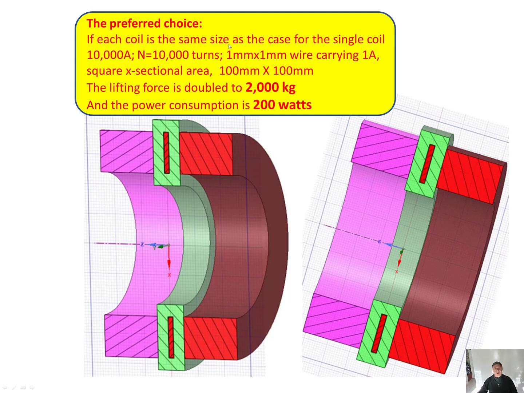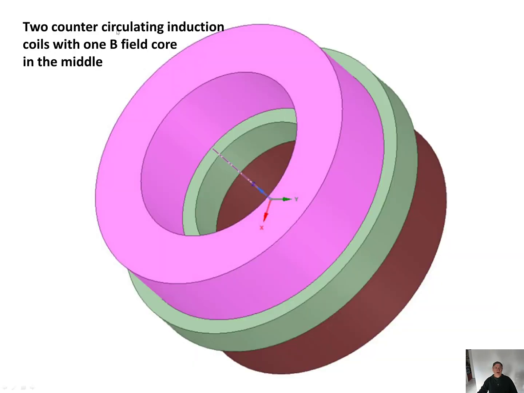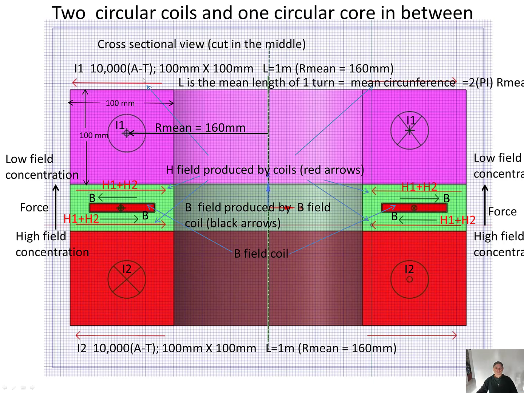If each coil is the same size as the case for a single coil, 10,000 ampere turns equals 10,000 turns of 1 millimeter by 1 millimeter wire carrying 1 amp, the square cross-sectional area is 100 millimeters by 100 millimeters. The lifting force is double to 2,000 kilograms and the power consumption is 200 watts. Two counter-circulating induction coils with 1 B field core in the middle. So this is how it looks when it's put together: 2 circular coils and 1 circular core in between.